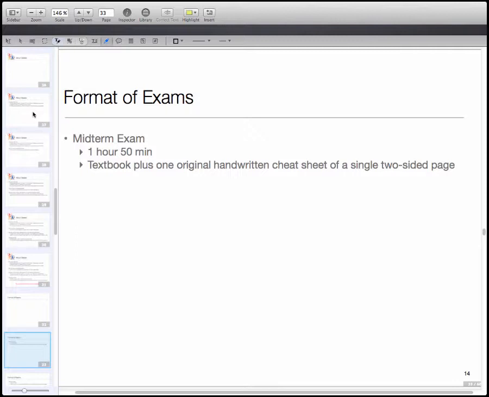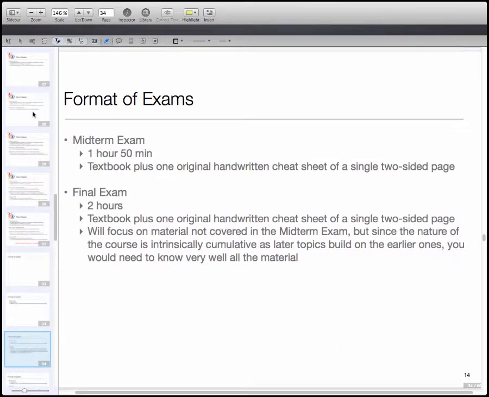You cannot photocopy. It has to be handwritten, your original work. Final exam, same way. The only additional thing is final exam will focus on the latter part of the course. Now, having said that, the latter part of the course builds upon the first part. So even though there may not be an explicit question about the early part of the course, you will still need to know and understand that material in order to be able to do the second part of the class. So final is not cumulative, but does depend upon the knowledge from the first half.